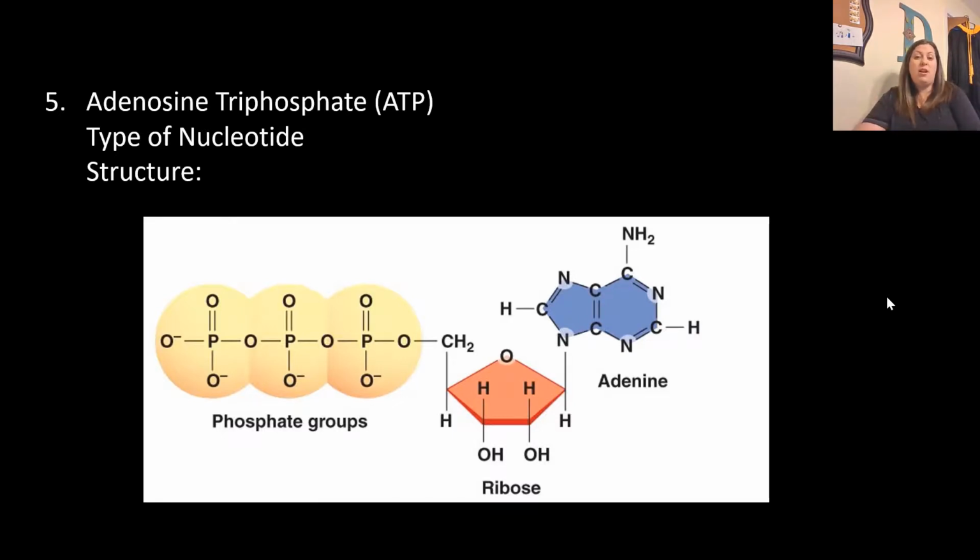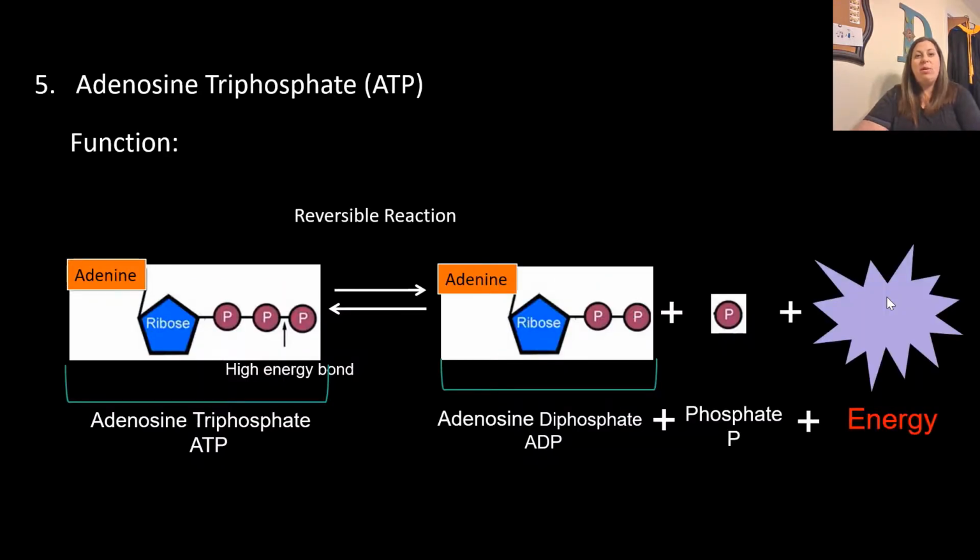Well, what's the function of this? Why are we talking about it? ATP is important because it's the principal carrier of energy. It's the currency of energy for cells. This ATP is how a cell is able to utilize energy to grow, reproduce, and develop, all the things it needs when energy is required. Now, if you'll notice, there is a constant reaction going back and forth. So this is a reversible reaction.